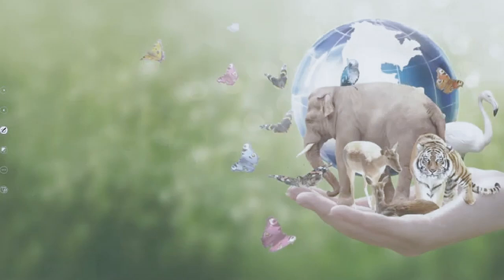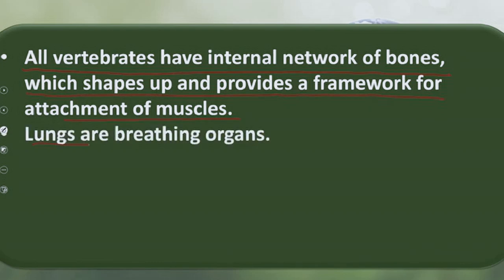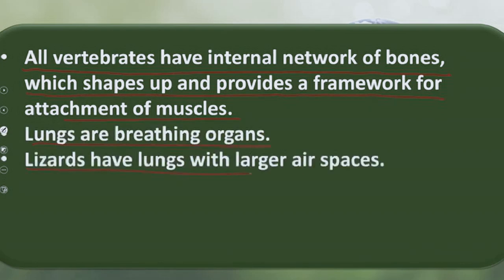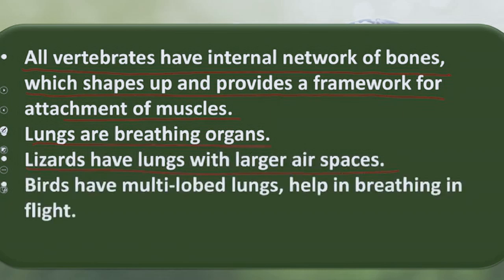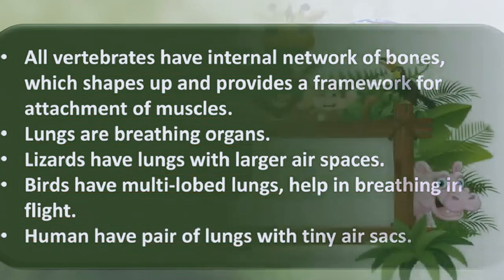Now is the time for wrap up. So today we have learned that all vertebrates have an internal network of bones which shape up and provide a framework for attachment of muscles. Lungs are breathing organs. Lizards have lungs with larger air spaces. Birds have multi-lobed lungs, which help in breathing during flight. Humans have a pair of lungs with tiny air sacs.